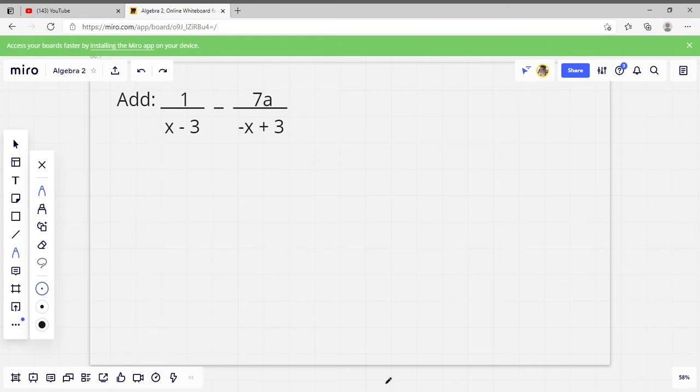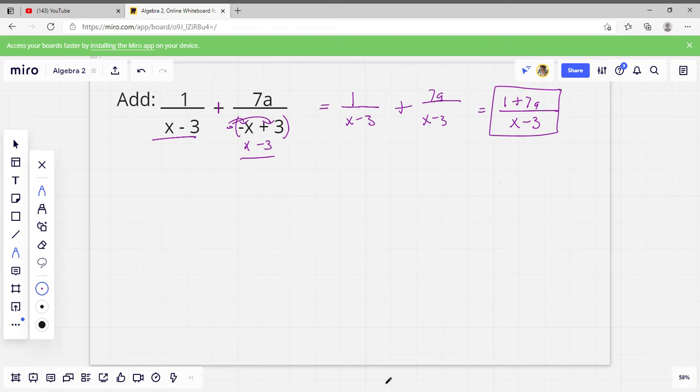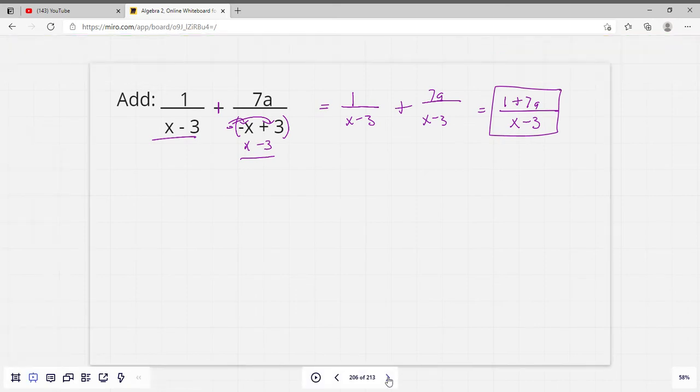All right, so if I'm going to turn this positive, then that means I'm going to multiply this whole bottom times a negative. Negative times negative right there, I would get a positive x. Negative times a positive would be a -3. Now I have like terms on the bottom. So this would equal 1 over x minus 3 plus 7a over x minus 3. And that's going to be 1 plus 7a over x minus 3. Here's the answer to that one. It's a pretty easy concept, actually.